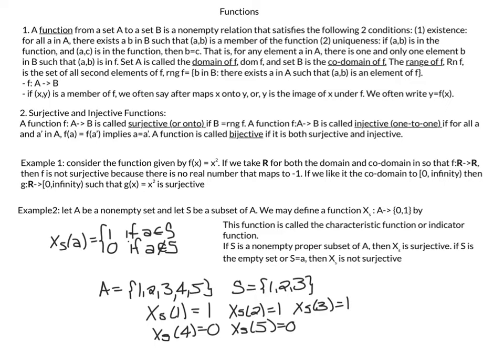2, the next element of A, is also an element of my subset, so it gets mapped to 1. And 3 is also in my subset, so it gets mapped to 1. The element 4, however, is not in my subset, so it gets mapped to 0. And the element 5 in A is not in my subset, so it gets mapped to 0. So I can see now why it's called the characteristic function or indicator function. It indicates for my set A whether or not it is in my subset. If it is, it's a 1, and if it's not, it's a 0.